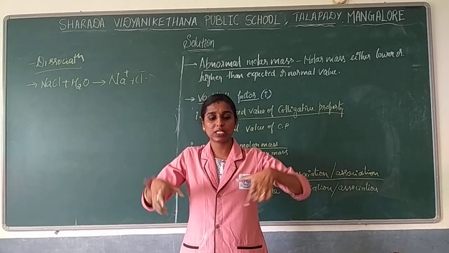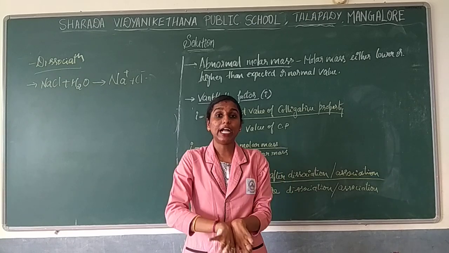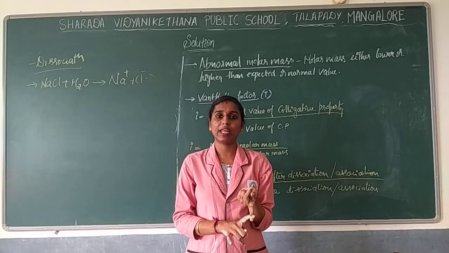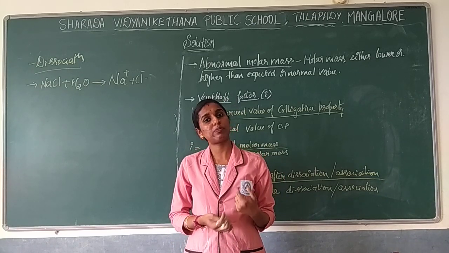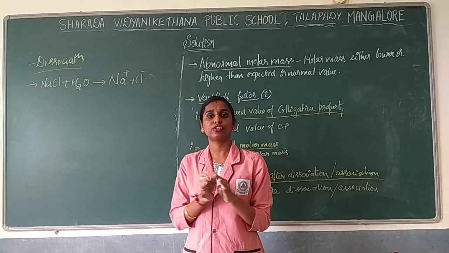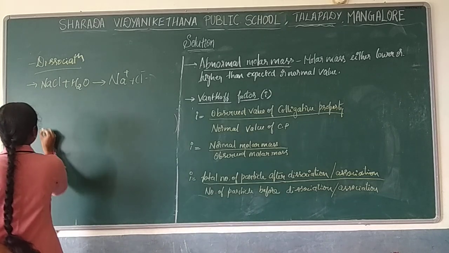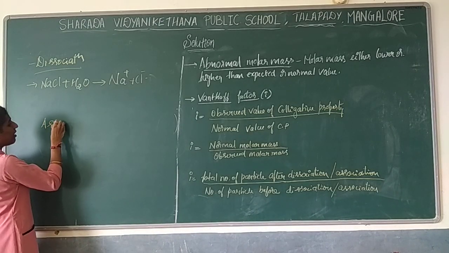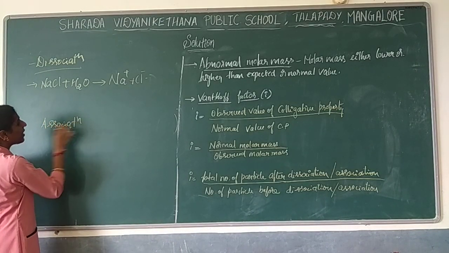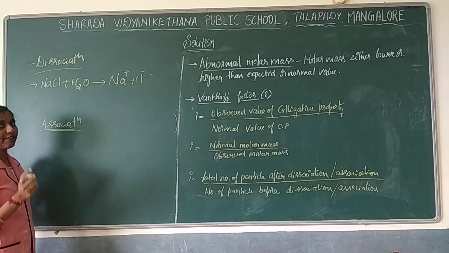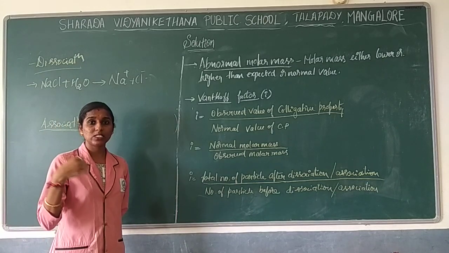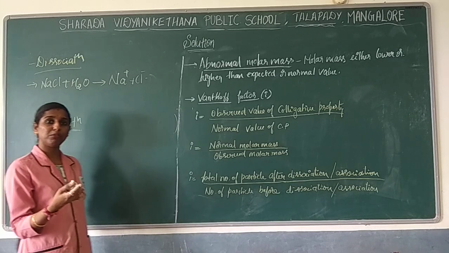Some of the molecules start combining with one another, and as you have learned in 11th standard, formation of a dimer takes place due to the same thing. Association of the molecules will take place. One example of association is benzoic acid when it is mixed with benzene. By that time, dimer formation will take place.